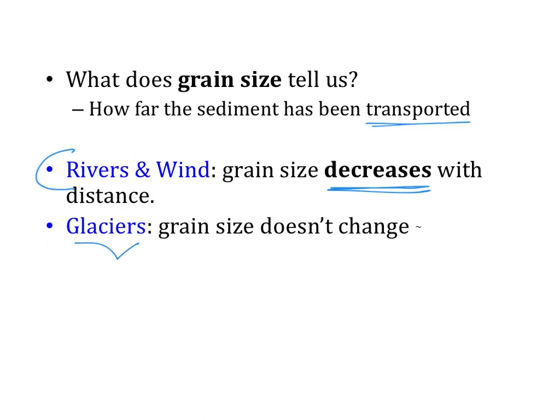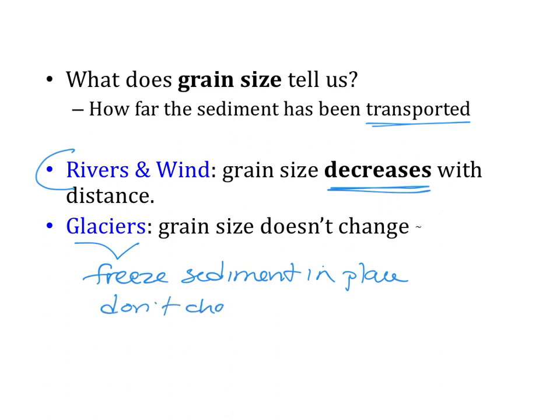Glaciers are an exception because glaciers freeze sediment into the glacier itself. So they freeze the sediment in place. So that means that the sediment does not bounce around, so they don't change the size because of that.